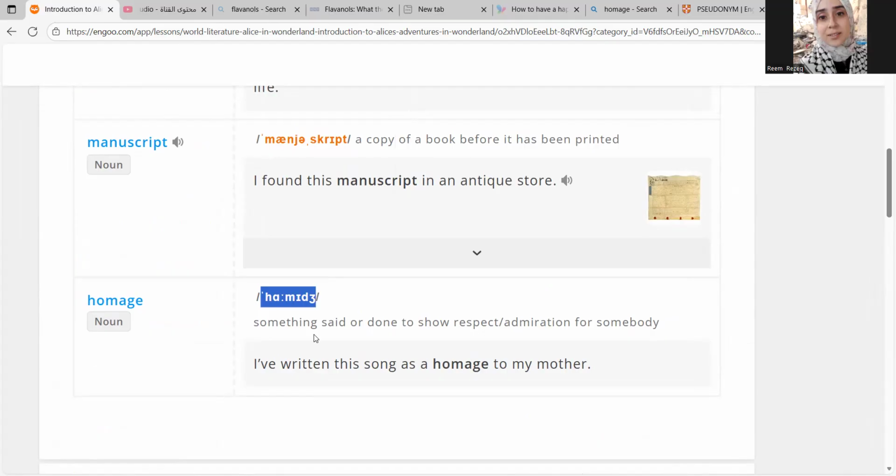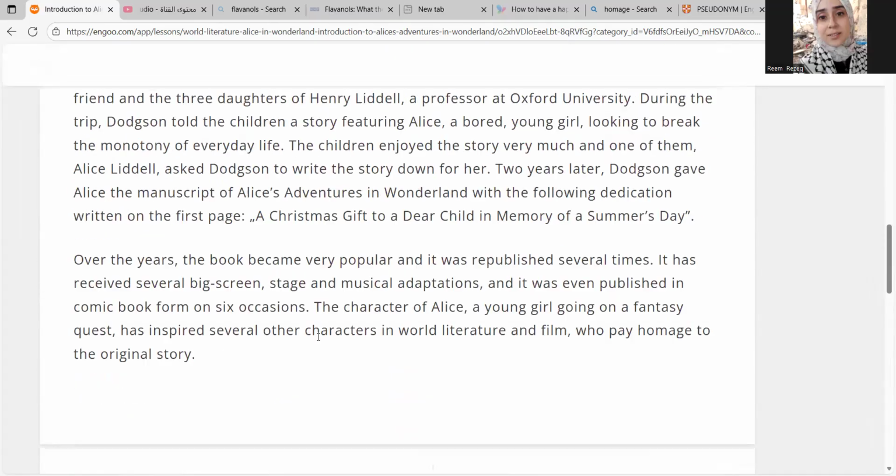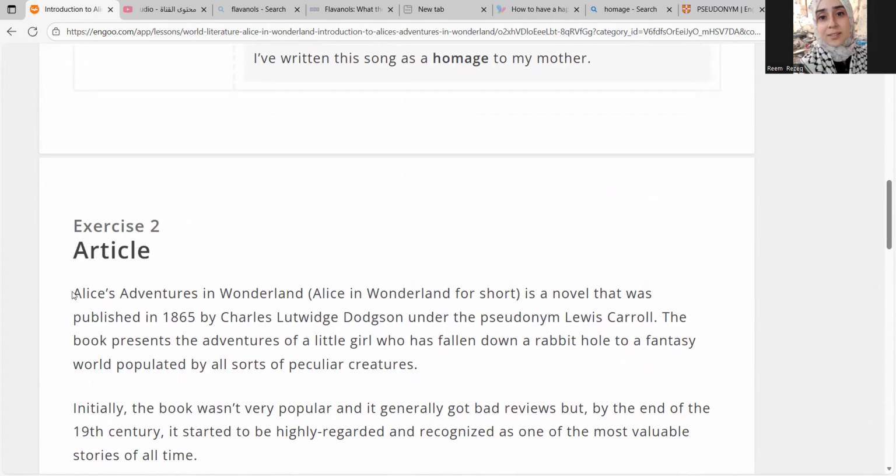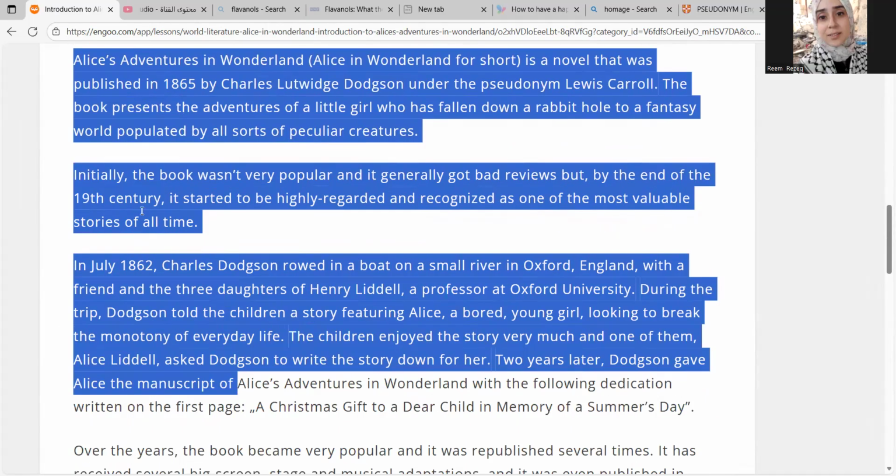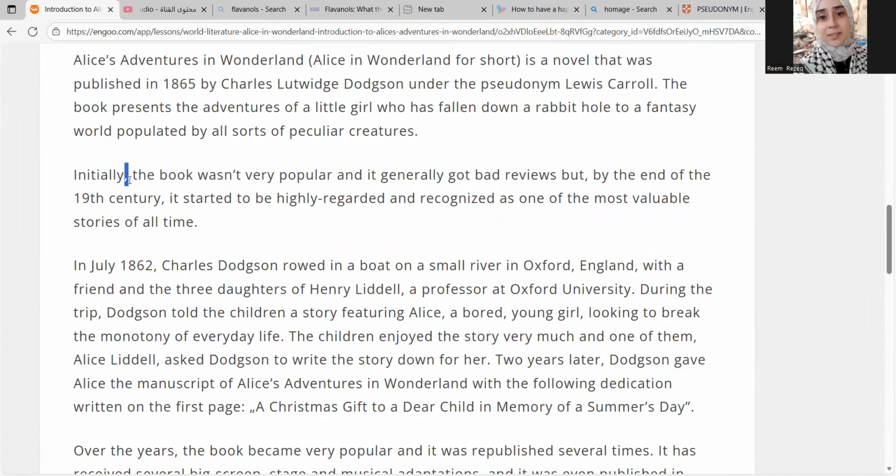Homage. So did you see how it's like reading an article? Pay attention to the comma. When you see a comma, you have to pause, and then you start. Initially, the book wasn't very popular and it generally got bad reviews, but by the end of the 19th century, it started to be highly regarded and recognized as one of the most valuable stories of all time. Stop. So don't forget that you have to pause, okay?